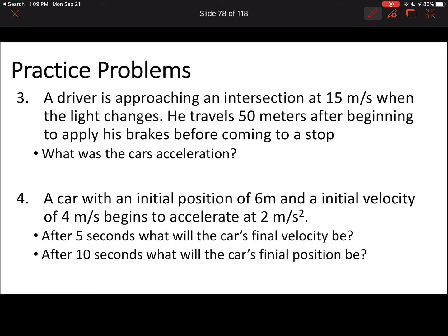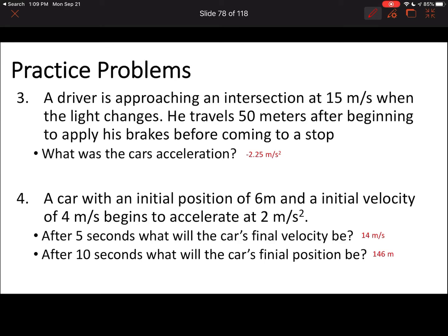All right, why don't we try another 2? Here's 2 more problems. See if you can get these ones and come out with the same answers that I do. All right, my answer for 3, we get negative 2.25 meters per second squared. Don't forget that negative there. Should come out to be negative.